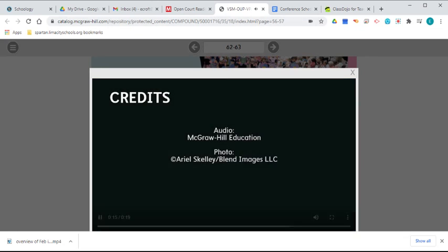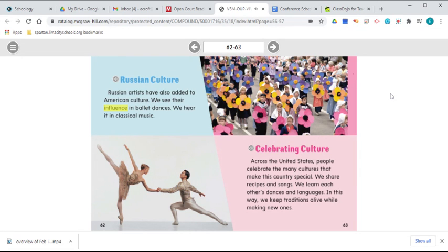Influence. All right, so influence means something that has the power to affect something else. And in that example, the girl reading with her mother has a positive influence. It helps her become a better reader. And here we see their influence. They affect the things that we see in ballet dances and in classical music. That's how they influence the culture in the United States.